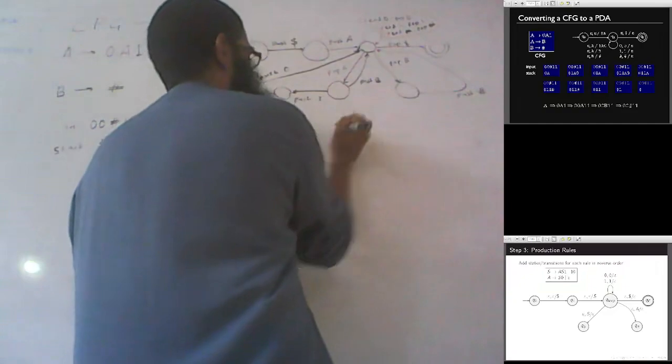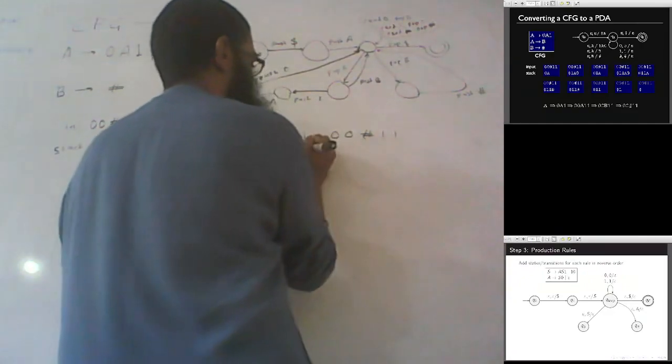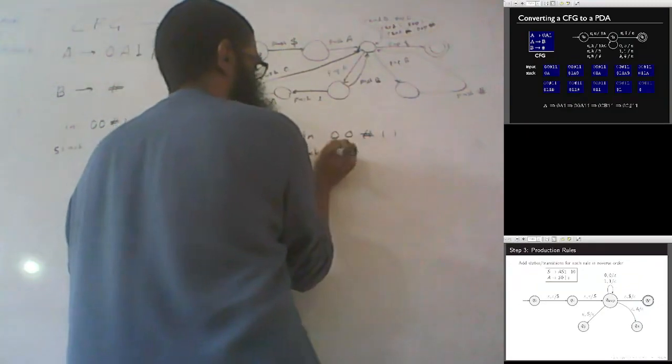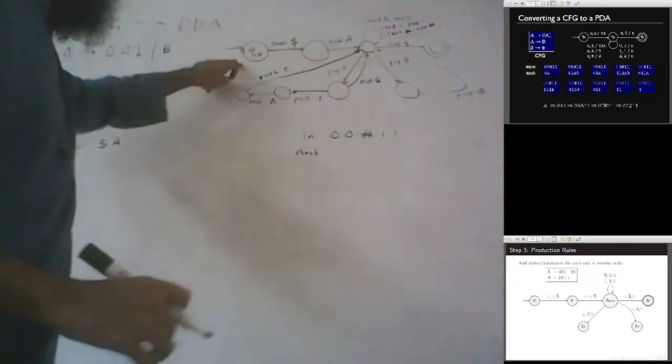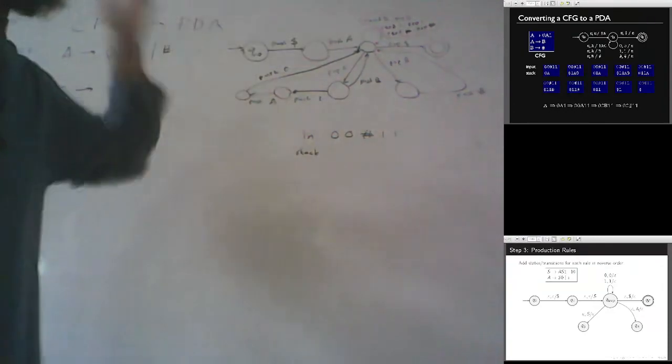What's going to happen? So the input is 0, 0, hashtag, 1, 1, and then we have a stack. So we start at Q0. I'm not actually going to state the names of the states because there's a lot of states.